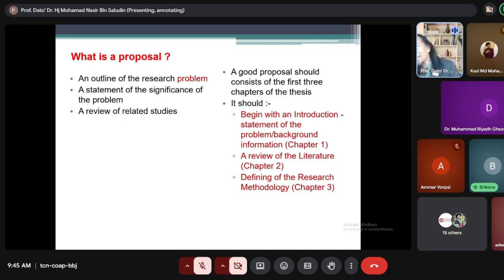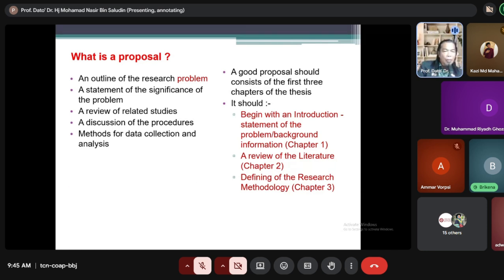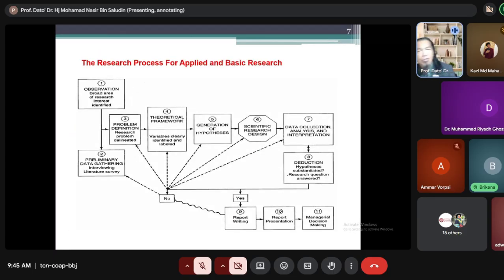But you must know the technique. If you don't know the technique, that means you are working in the dark night without a torchlight, you know. Okay. And then the discussion of the procedure, method for data collection and analysis, not about the study limitation.